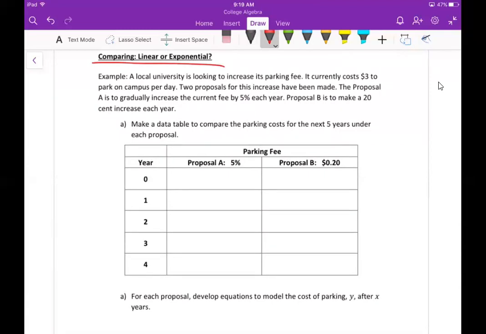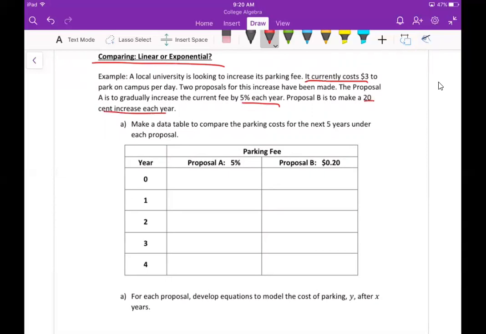So what we've got is that a local university is looking to increase its parking fee. So a good example of when, as a student paying for parking, I wouldn't want this to go up very fast, right? What we know is that it currently costs $3 to park on campus per day. They've put up 2 proposals about how they should increase this amount over time. Proposal A is to gradually increase the fee by 5% each year. And proposal B is to make a 20-cent increase each year.